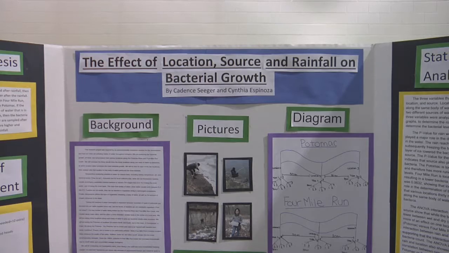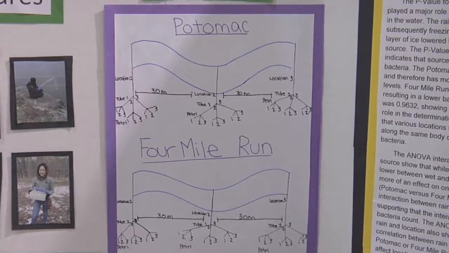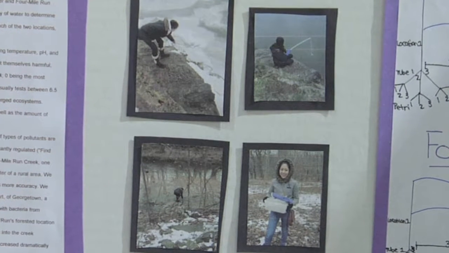We tested 2 different locations, Potomac and 4 Mile Run, and we took 3 water samples from each location. We found that rain has a very big factor in decreasing the levels of bacteria, and that might be part of the lowering of the temperature, or it might have been part of the diluting of the rivers. So maybe the dilution of the rivers seemed to lower the bacteria count substantially.